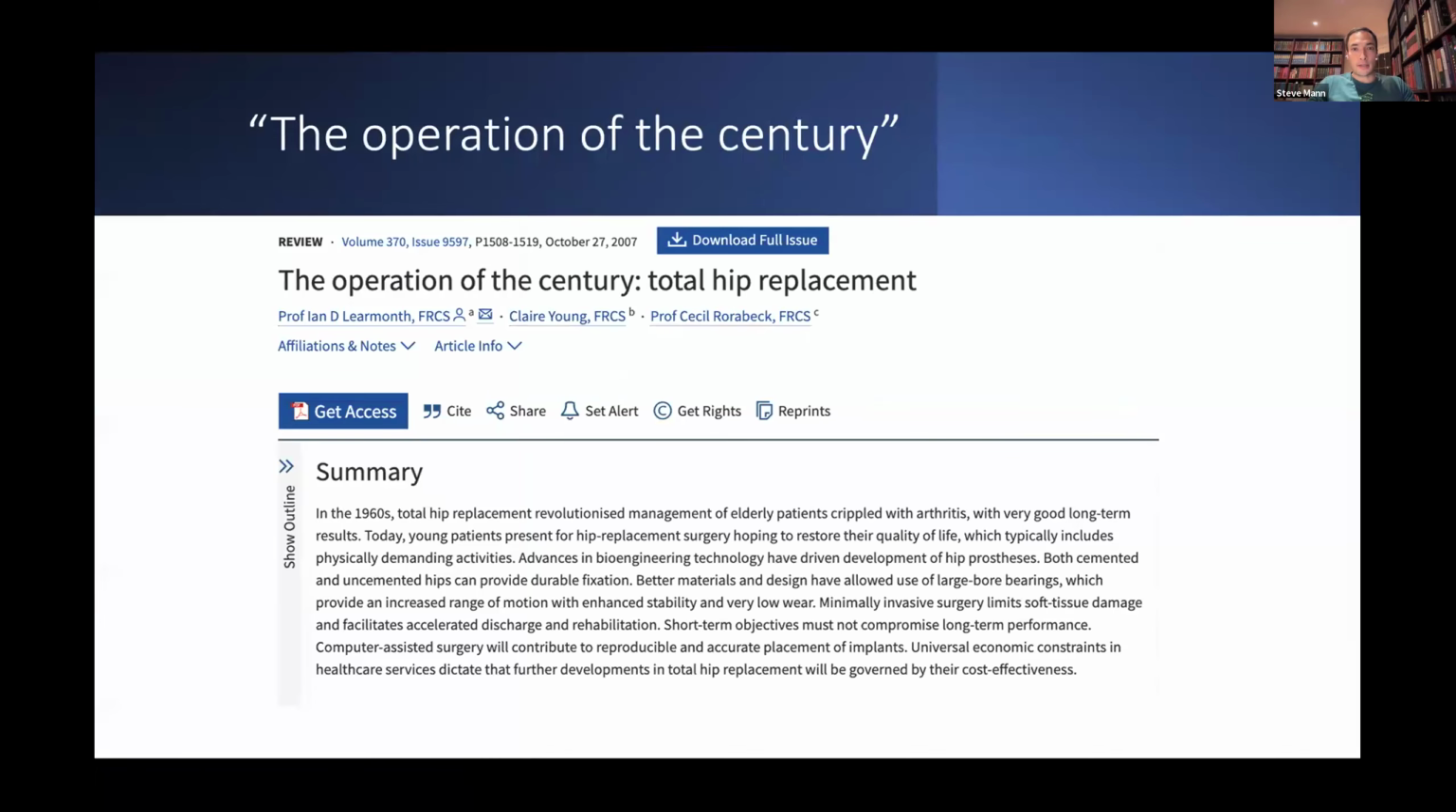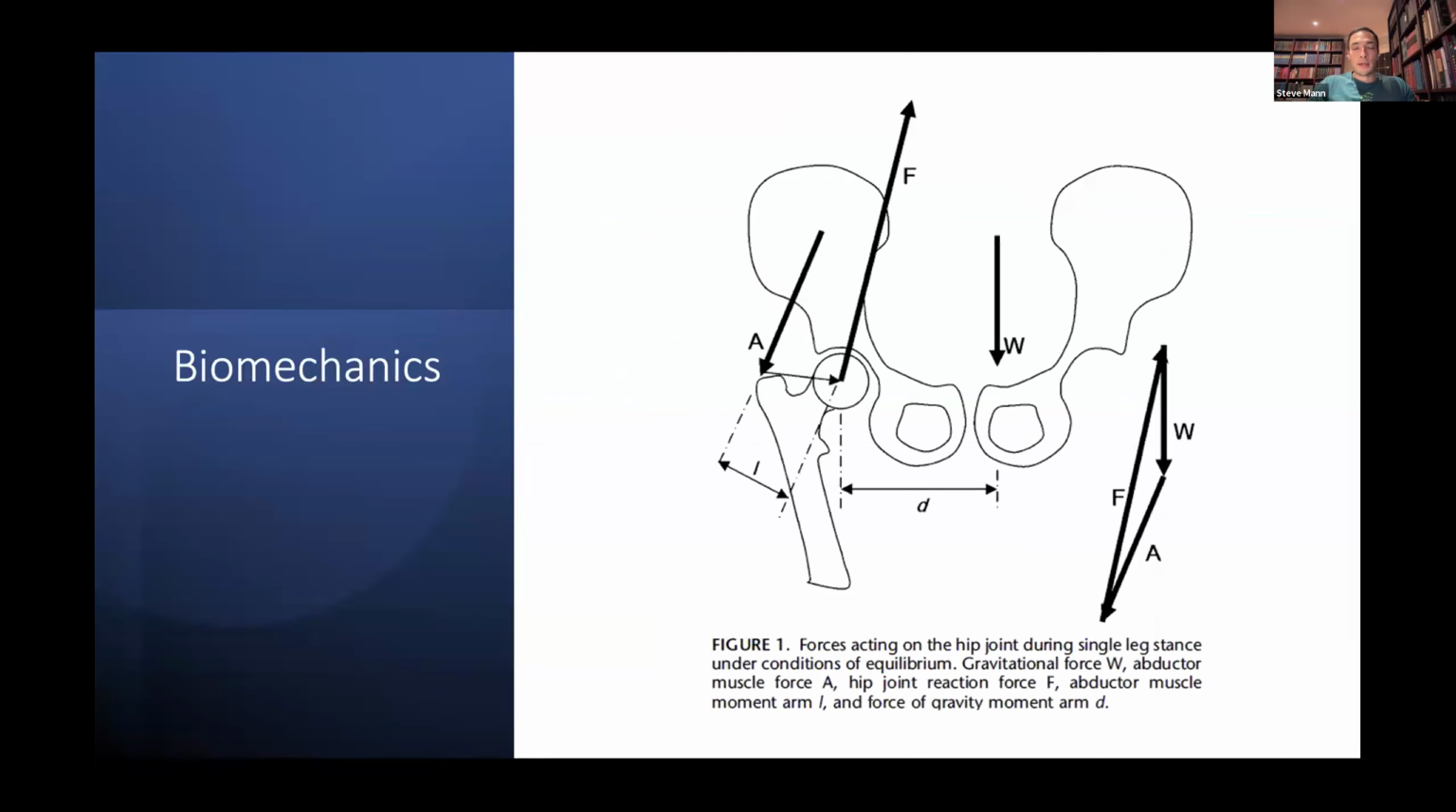And Professor Rohrbeck and others have called it the operation of the century. So, what made Charnley's hip replacement work as well as it did?